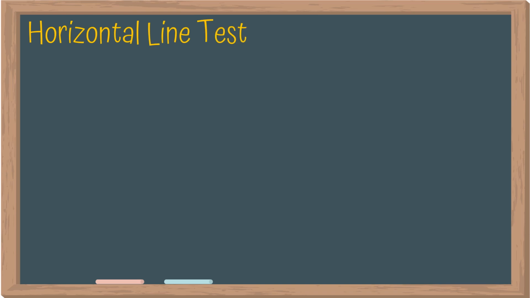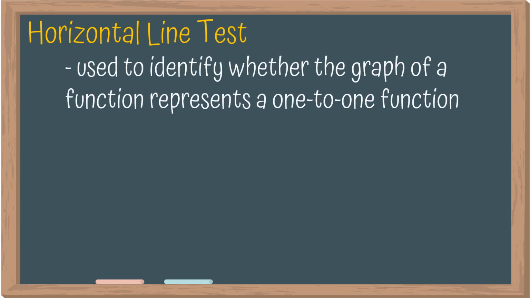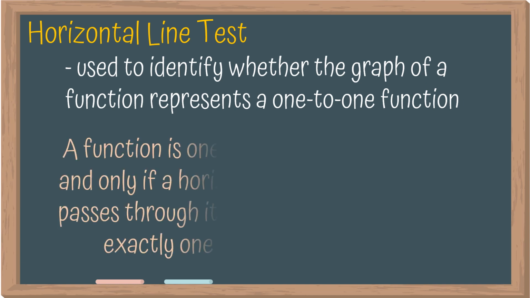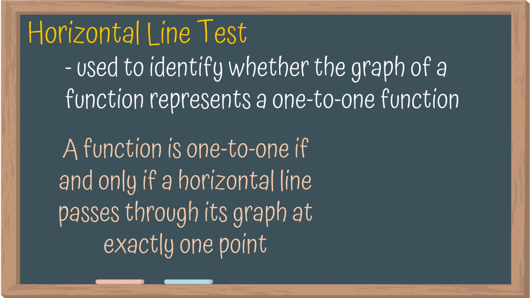Now, how about if we were given a graph of a function? How will we know if it represents a one-to-one function or not? The answer is by using the horizontal line test. This test is used to identify whether the graph of a function represents a one-to-one function. Take note that a function is one-to-one if and only if a horizontal line passes through its graph at exactly one point.